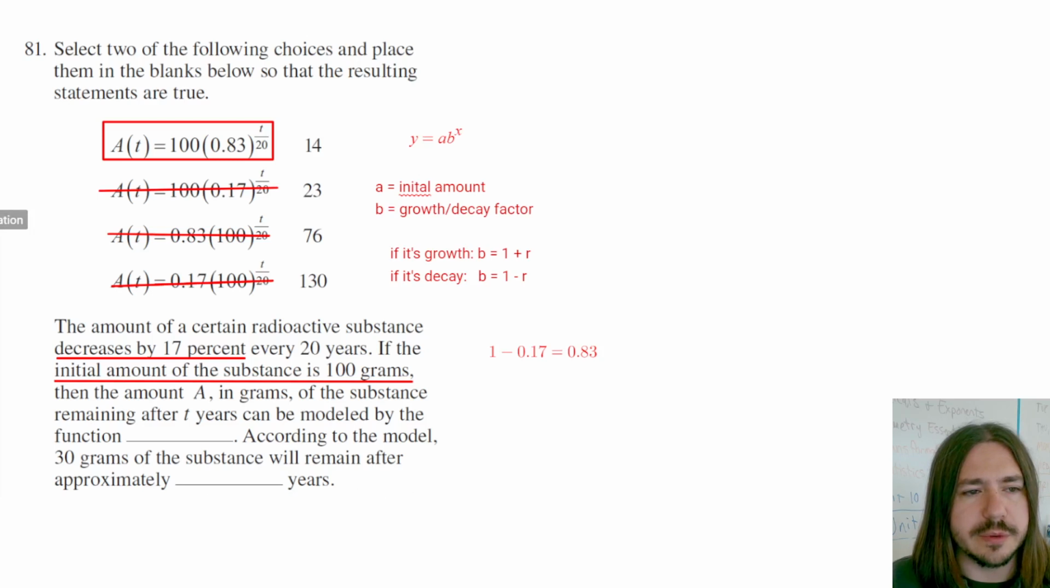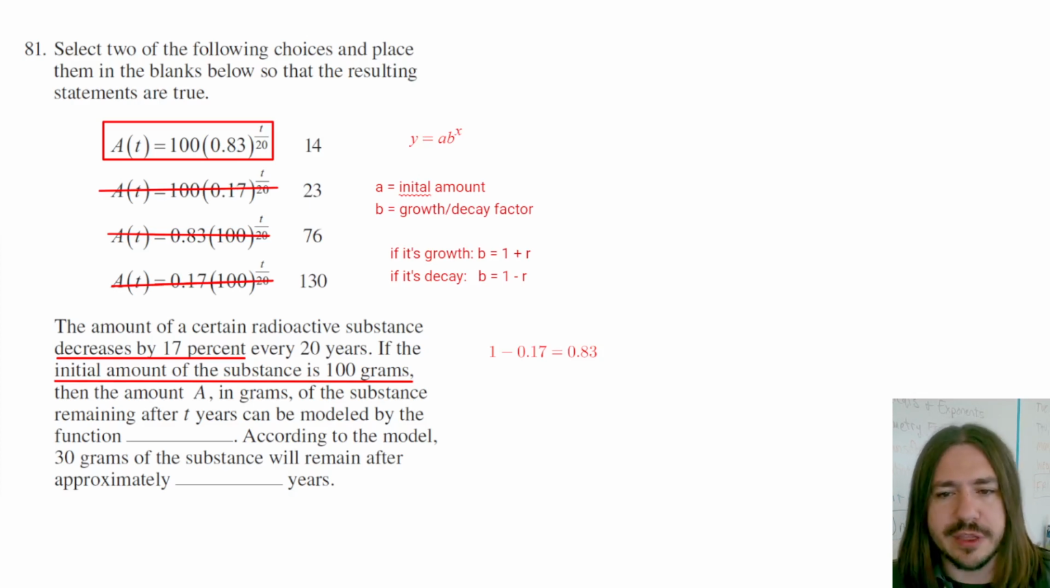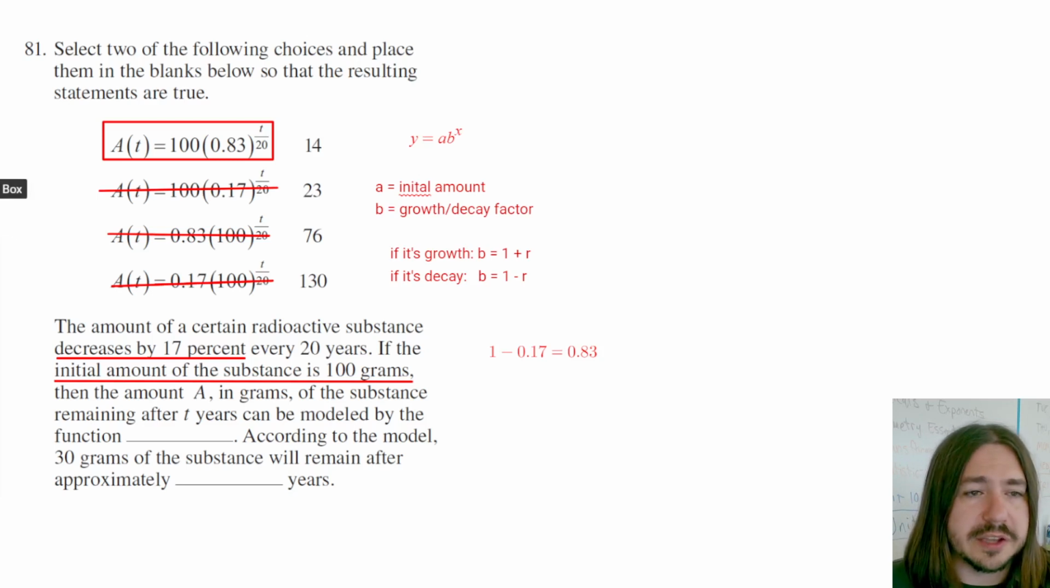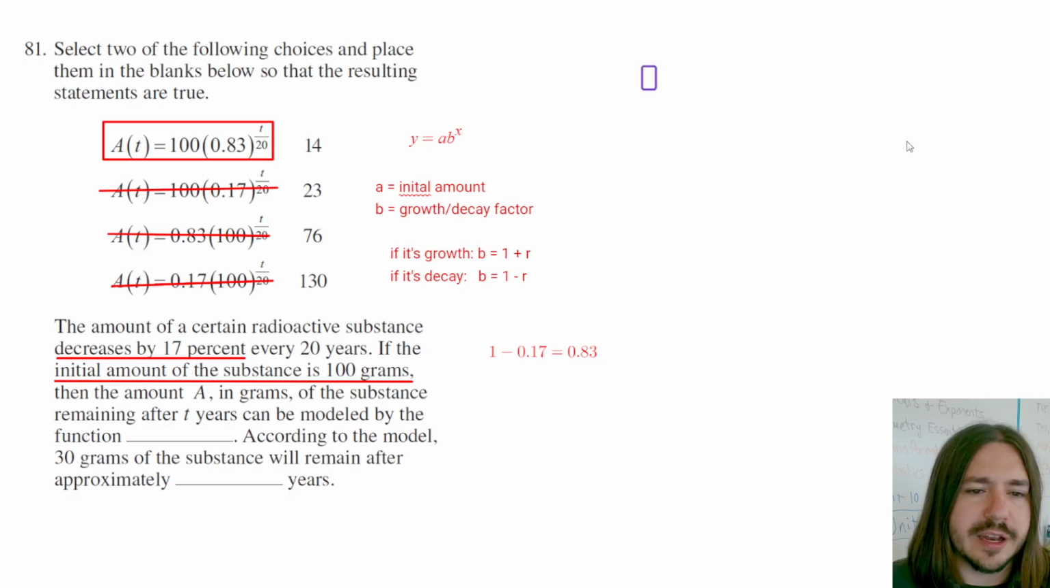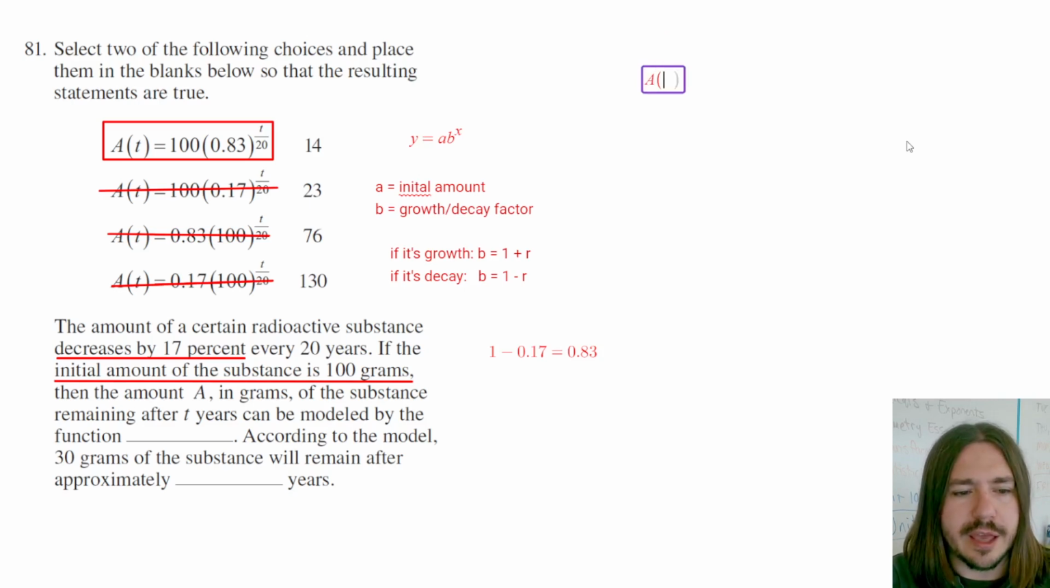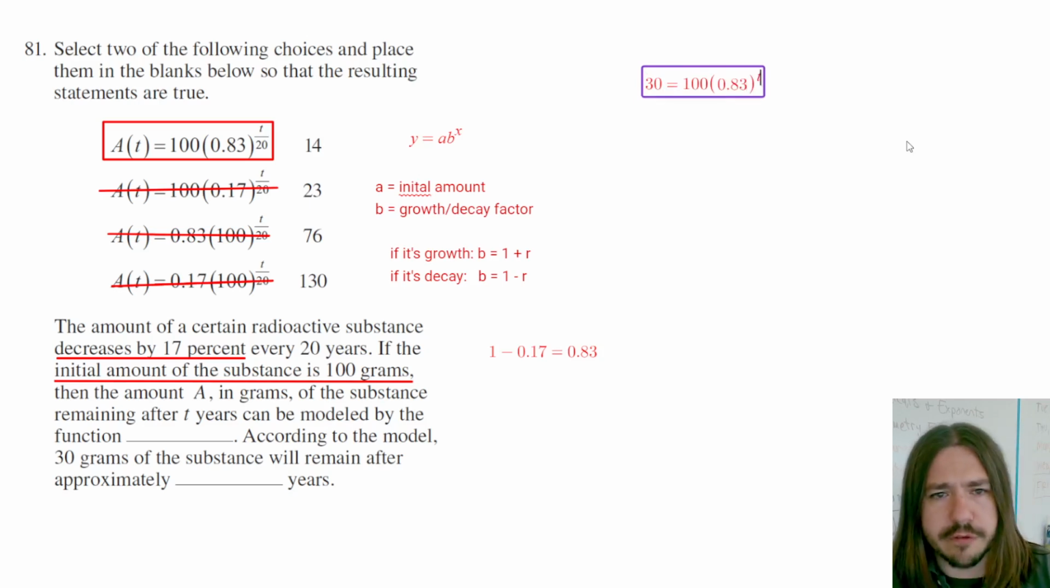Now it's saying, according to the model, 30 grams of the substance will remain after approximately how many years? You could plug these in to T and see which one equals 30. That might be the fastest way to do this. Otherwise, you are going to have to solve an exponential equation. So I'll work this out the algebraic way versus just plugging it in, and see which is faster. We've got our A of T, and we're trying to find T. So 30 is our final amount: 30 equals 100 times 0.83 to the power of T over 20.